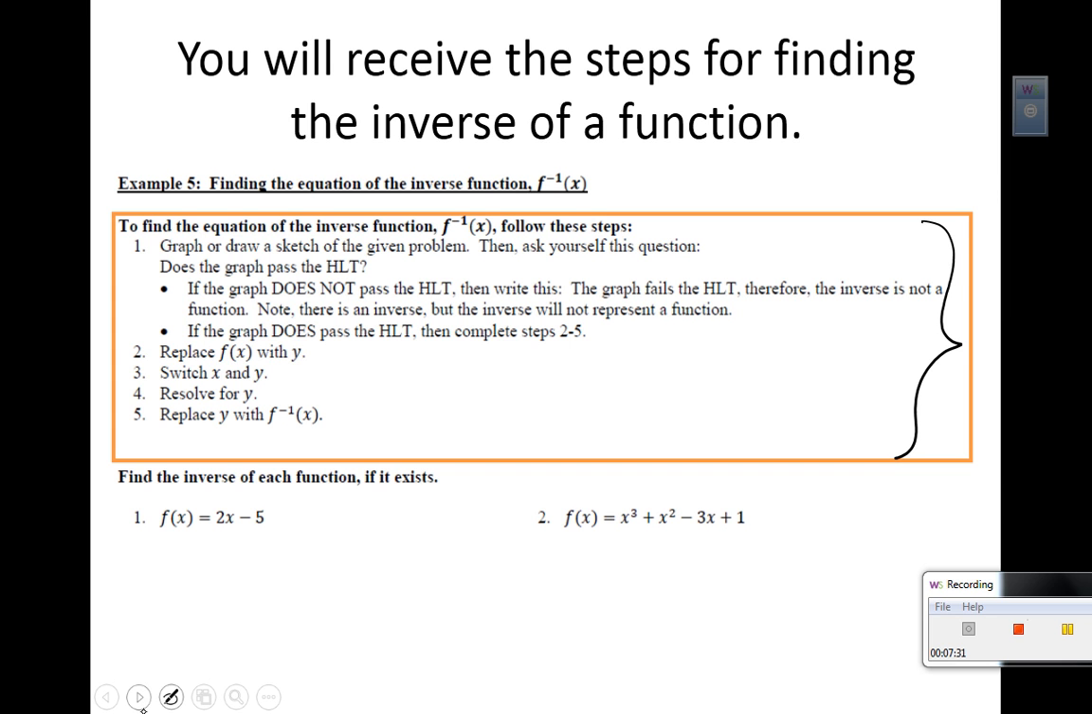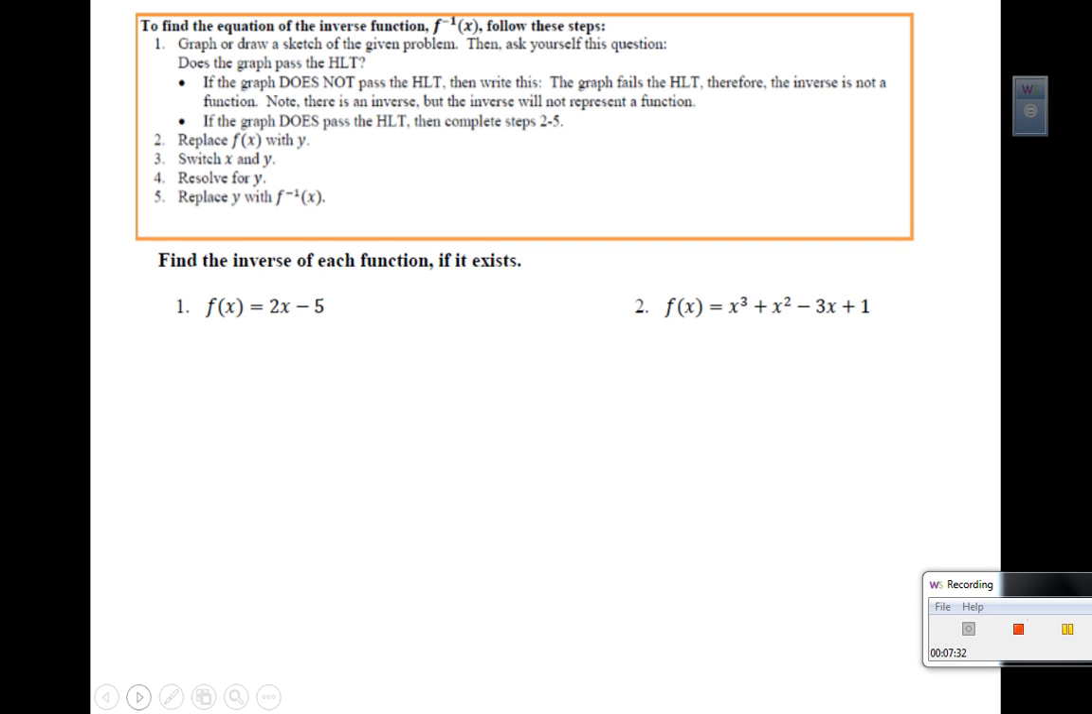The steps are really easy, especially after I go over these examples with you. So I'm going to go to my next page, which is also your number one. Look at your number one now real fast, if you would. I'm going to show you how to find the inverse of each function, and then I'll also show you how to check it real fast. Now, look at what the steps say. It says to find the equation of the inverse, follow these steps. And like I said, do not skip them. Graph or draw a sketch of the given problem. So here comes my number one.